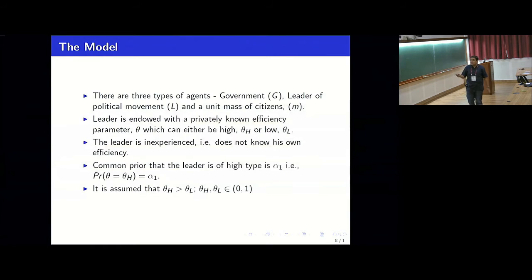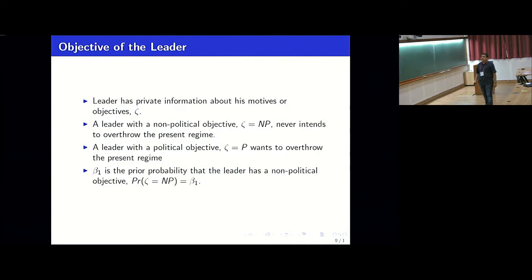So where does this theta come from? It will be clear in a couple of slides. Obviously, there is a common prior that the leader is of high ability. That's alpha 1. And as the assumption says, theta H is greater than theta L.